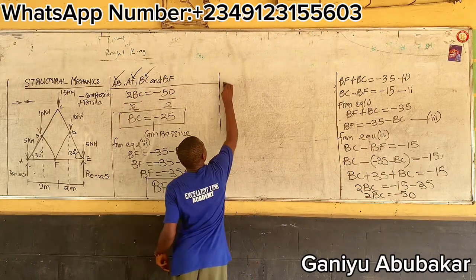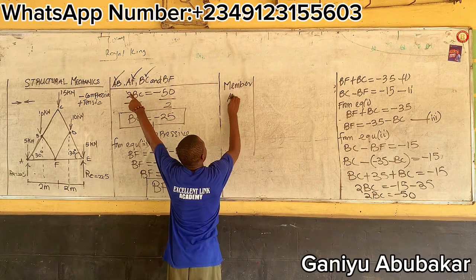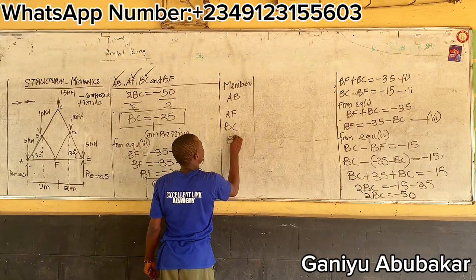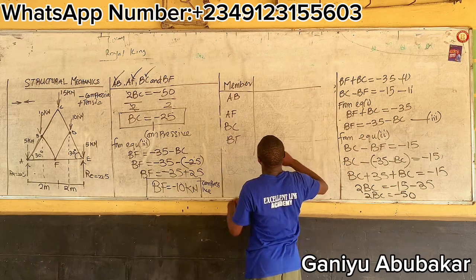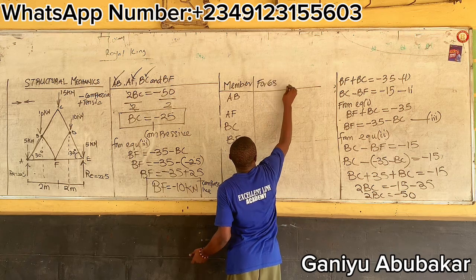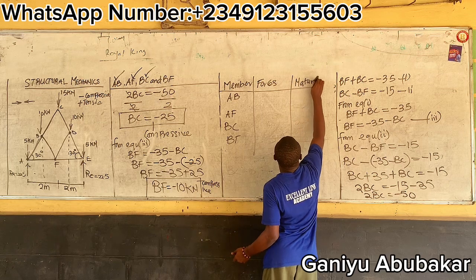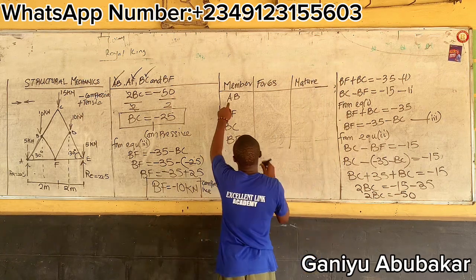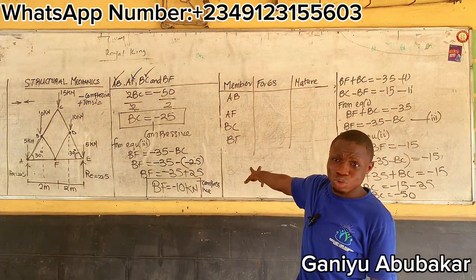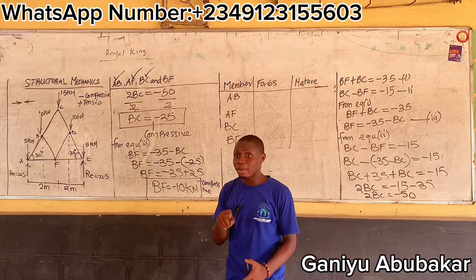What do you have? I'm having Member, Abby. Start with what am I having? AB, AF, BC, and BF. I'm done with this, Abby. What next there? Forces, Abby, and Nature per se. Nature means, is it tensile or compressive? That's the meaning. So what's force AB? Check your book. Don't put either minus or plus. Your nature will describe it for you.